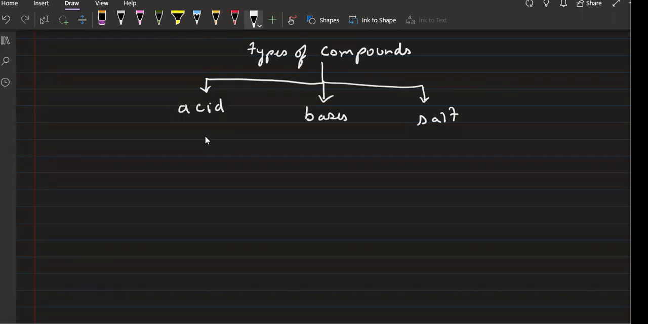It is not just your common salt. Common salt is also a salt, but there are many other kinds of salt. We'll see the basic definition of salt. Now, first of all, we have to understand what is an acid, or what is a base, what is a salt. So there was a scientist.